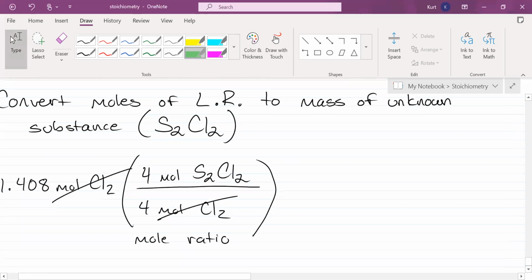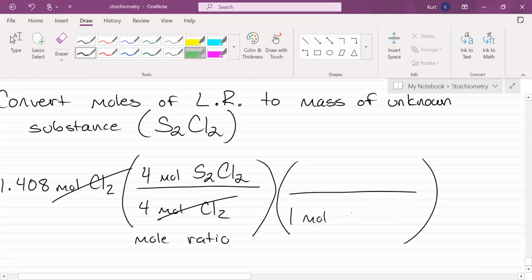Now, if we stopped right now, what would your answer be measured in? Is that what you have to have? No, you need mass. So 1 mole of S2Cl2. And if you look on the periodic table, S2 is 32.1 times 2, which is 64.2. You add 71 to that because chlorine, Cl, is 35.5. There are 2 of them. 35.5 times 2 is 71.